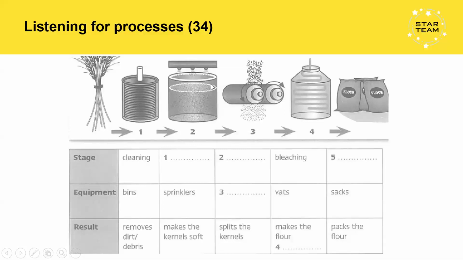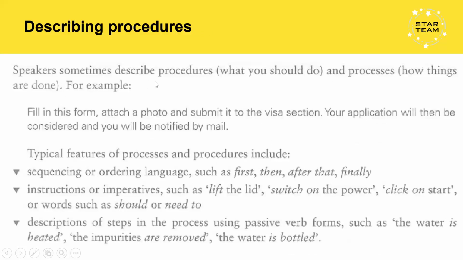Когда есть вот такой процесс, 1, 2, 3 переходит, потом у вас такая таблица, you see this table, 1, 2, 3, 4 and 5. Да? И вы должны их заполнить. So speakers sometimes describe procedures, what you should do, and processes, how things are done. For example, fill in this form, attach a photo, and submit it to the visa section. Your application will then be considered and you will be notified by email. What are the typical features of processes and procedures? They include sequencing or ordering language.